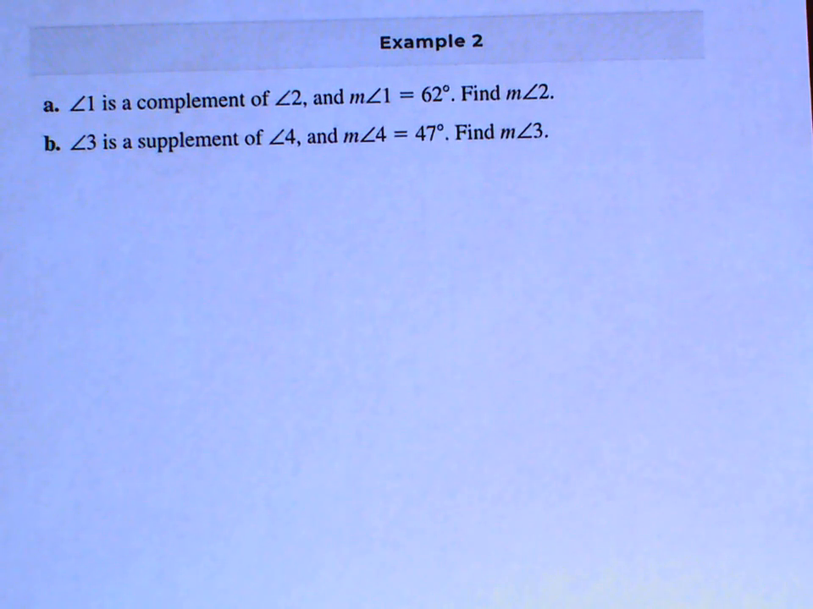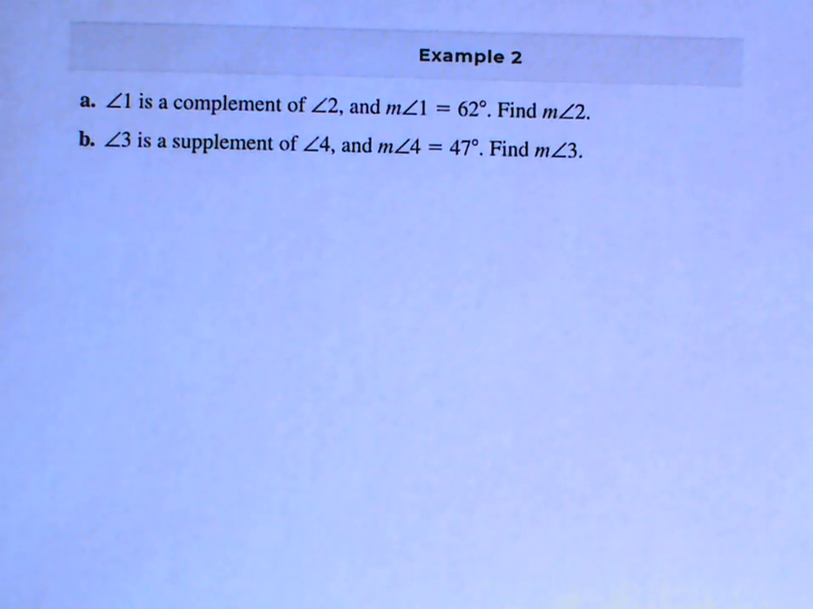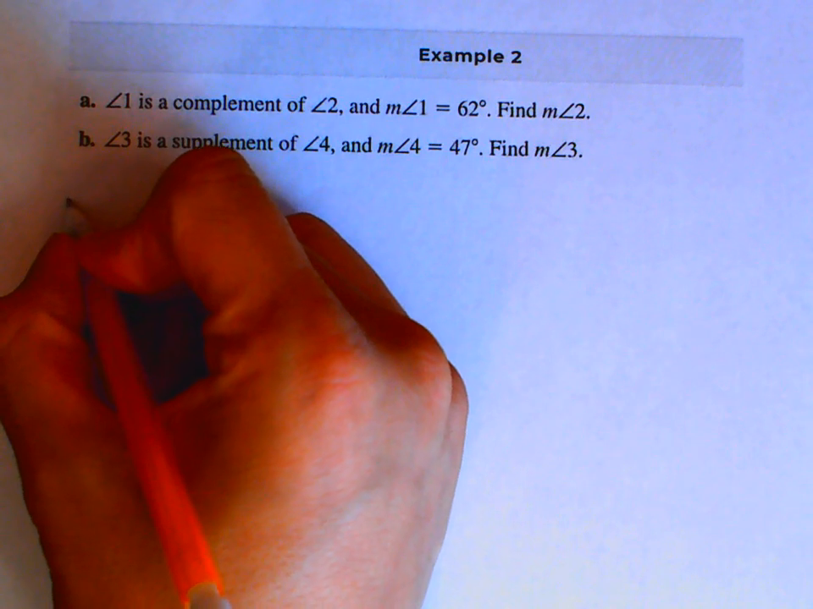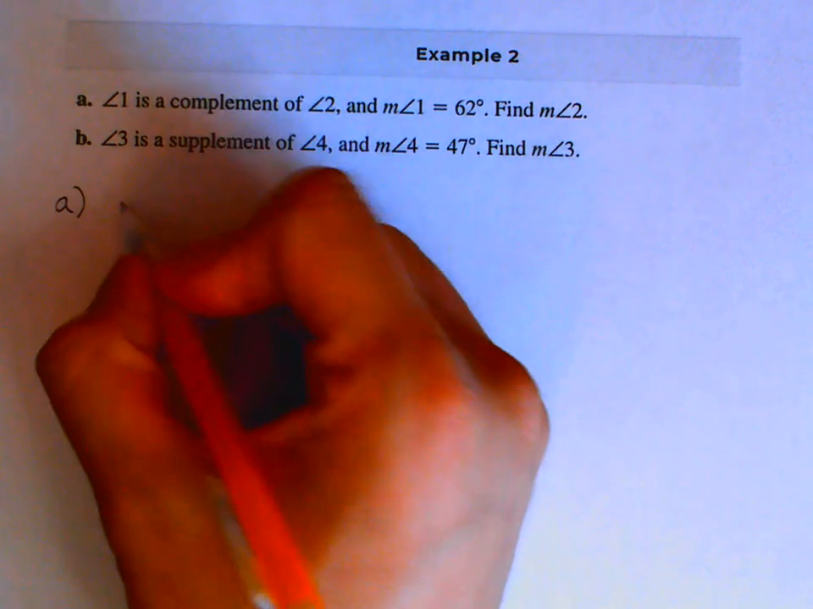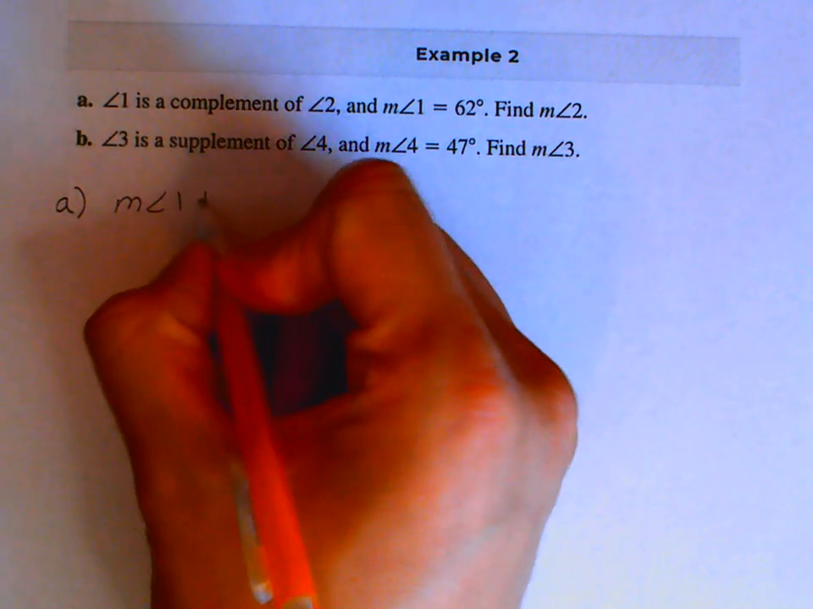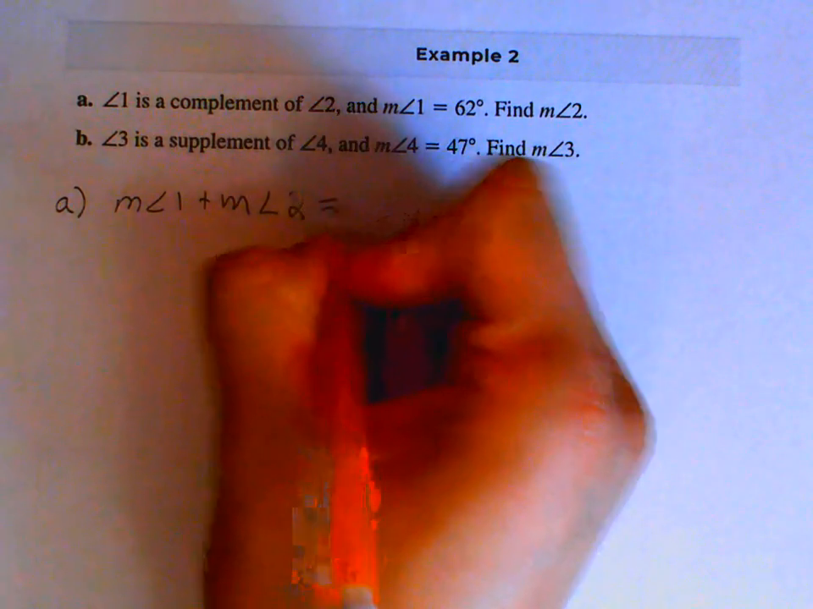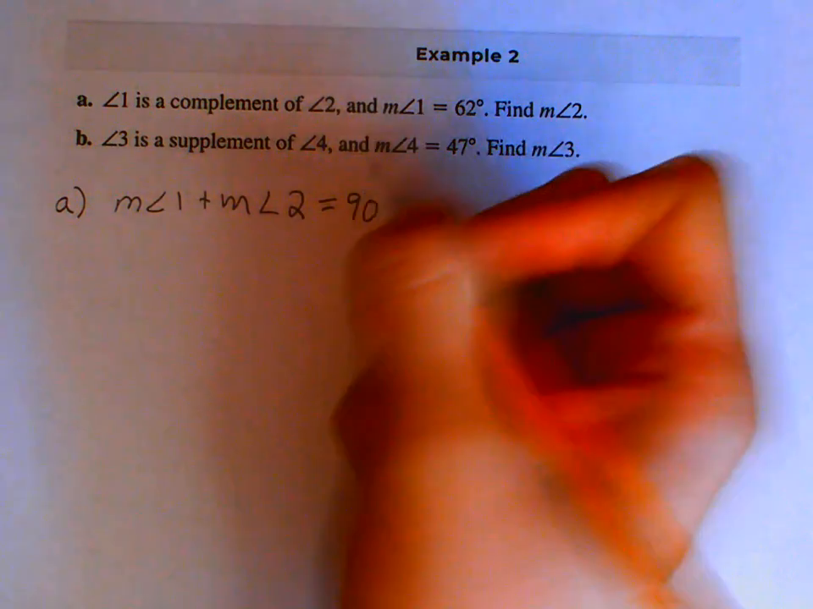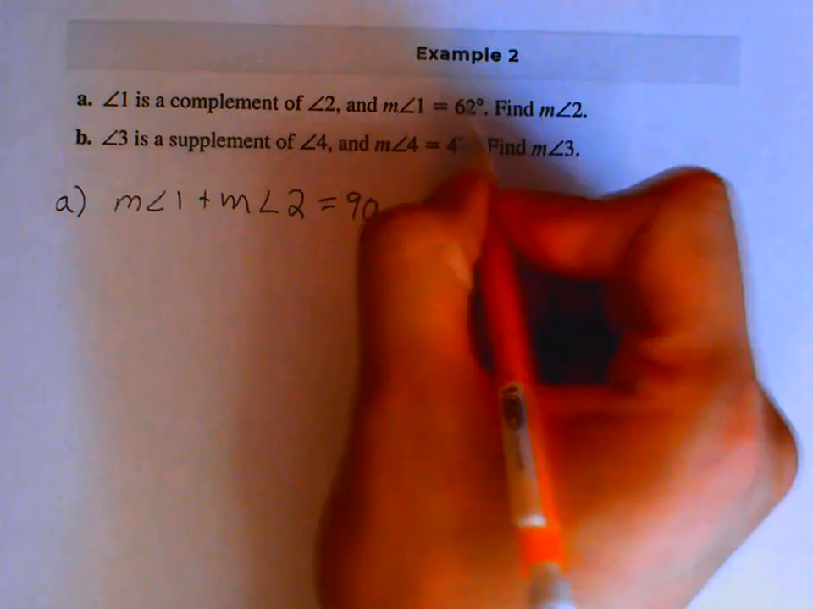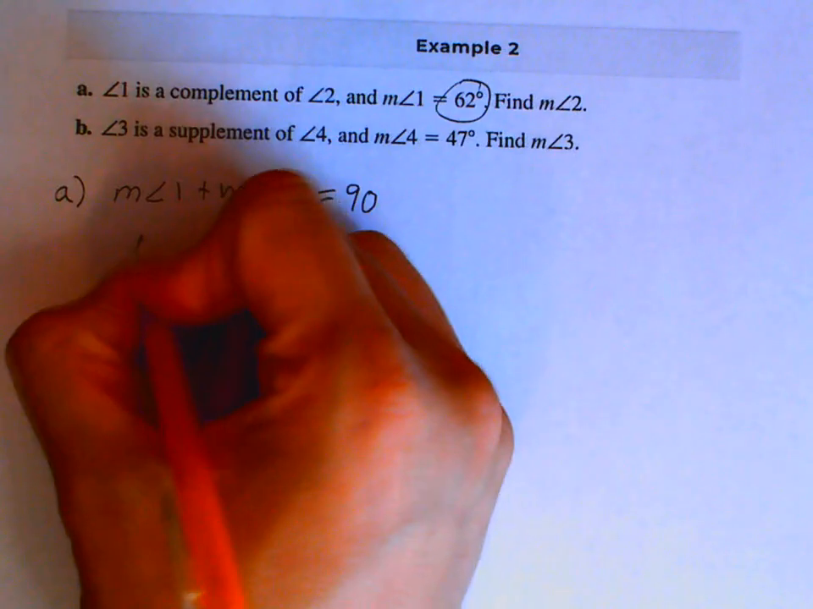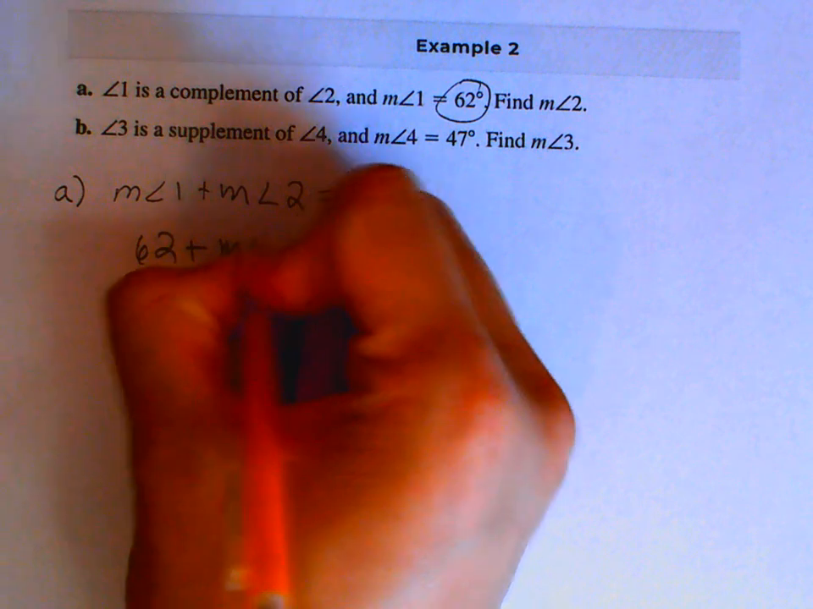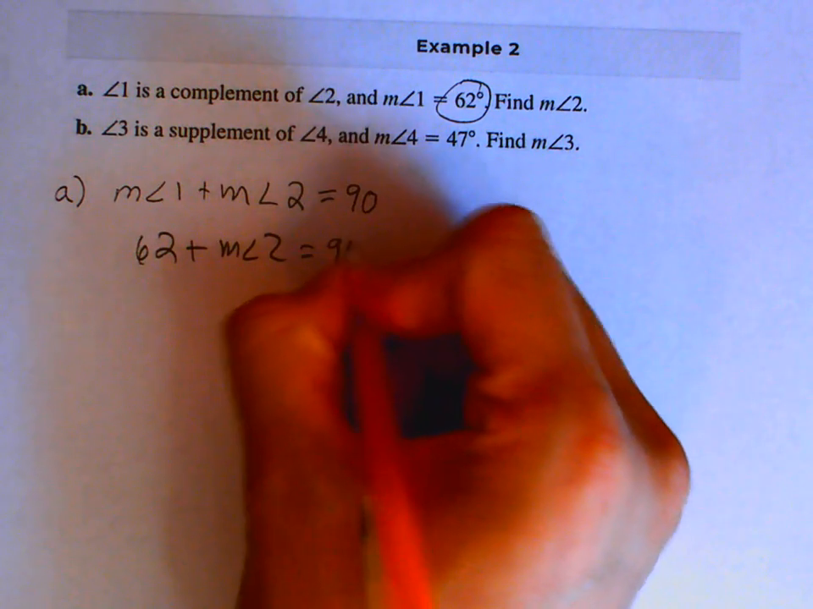All right, example 2. Angle 1 is a complement of angle 2. The measure of angle 1 is 62. So find the measure of angle 2. By the word complement, it means that their sum is 90 degrees. So the measure of angle 1 plus the measure of angle 2 equals 90 degrees. And they tell me the measure of angle 1 is equal to 62. I'm going to substitute that: 62 plus the measure of angle 2 equals 90.